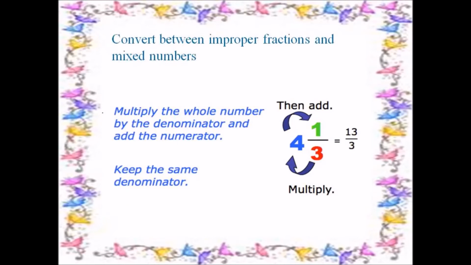Convert between improper fractions and mixed numbers. Multiply the whole number by the denominator and add the numerator. As always, keep the same denominator. So 4 1 by 3 will be 4 into 3 is 12. 12 plus 1 numerator is 13. 13 by 3. So first always multiply the whole number with the denominator and add the numerator to convert the mixed number into an improper fraction.